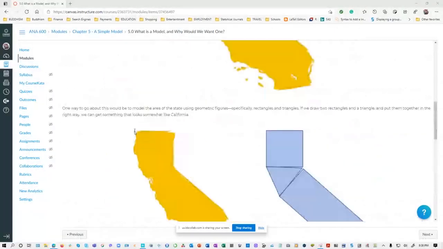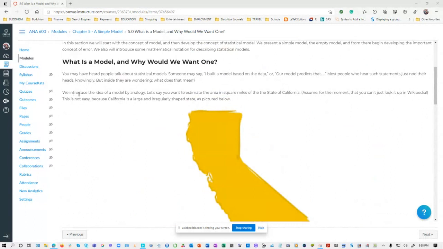Look here, they were interested in this kind of situation. They say that you may have people talk about a statistical model. Someone may say, I built a model based on the data. The model has been built based on that. Our model predicts something, and so on. Most people who hear such a statement just nod their heads knowingly, but inside they are wondering, what does that mean? What does this mean actually? Even though they nod and seem like they know about it.